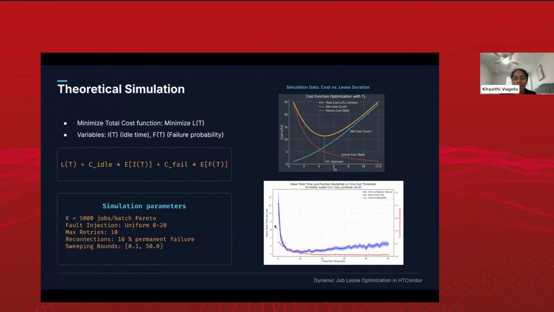And we simulated a similar situation using some of these parameters. We scheduled like 5,000 jobs per batch, and used a Pareto distribution, and then simulated some failures using a uniform distribution, and also 10% of jobs were marked as permanent failures. Yeah, and this is a very drastic simplification of what the real system might look like, but I think it's a good starter for understanding what might actually go down in the real system.